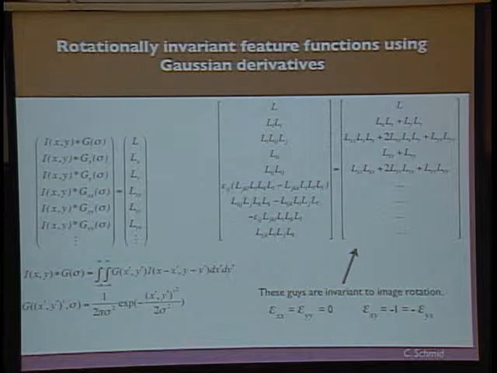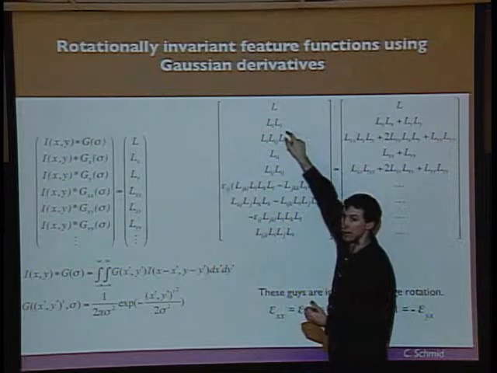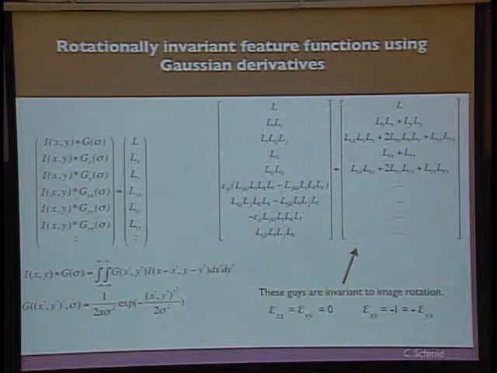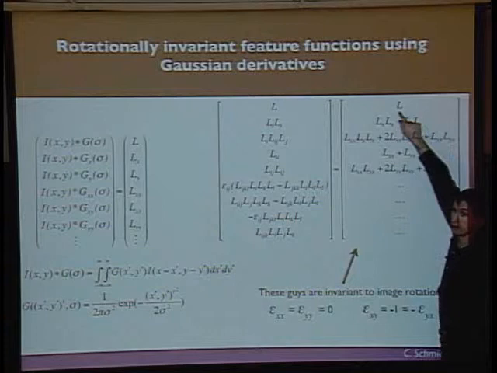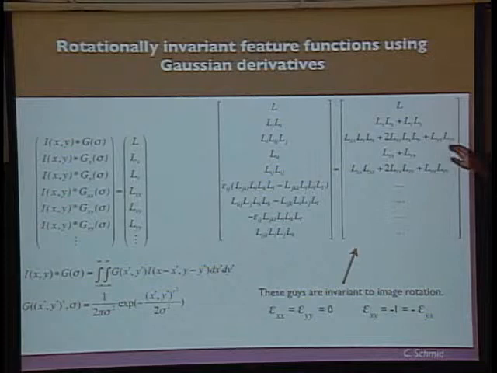Now, you have to take it on faith, because I don't show the proof here, but there is a set of functions that are basically linear and multiplicative combinations of these L's that are invariant to rotations. So this thing, it should be clear, is invariant to rotation, because if you rotate that original Gaussian, then you haven't changed it in any way. Similarly, if you take these linear combinations of the first and second derivatives, and so on, those things are invariant to image rotation.